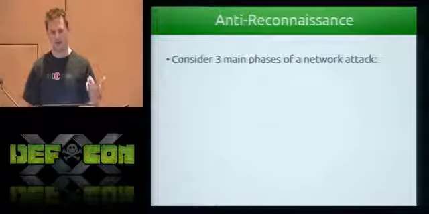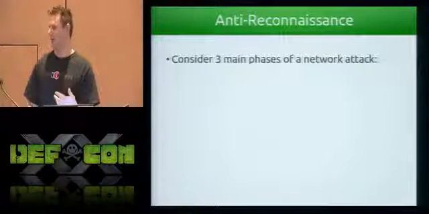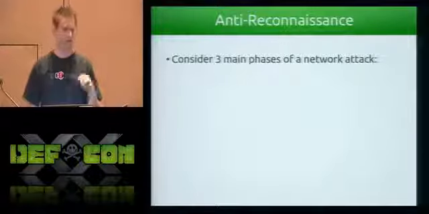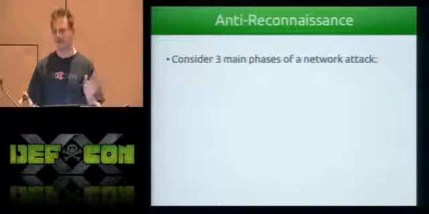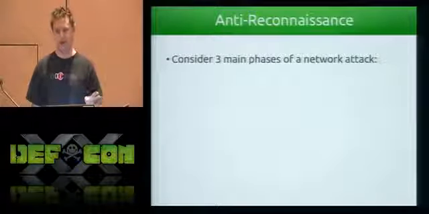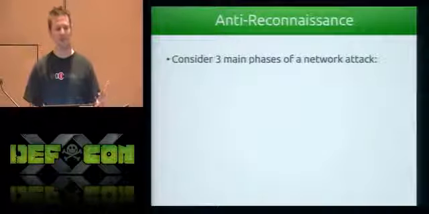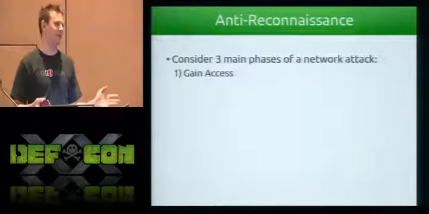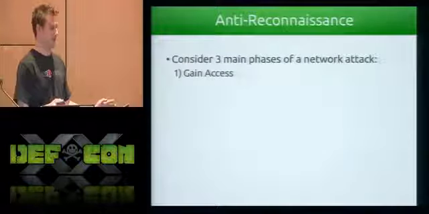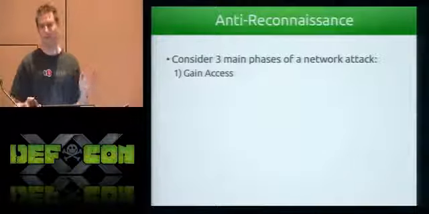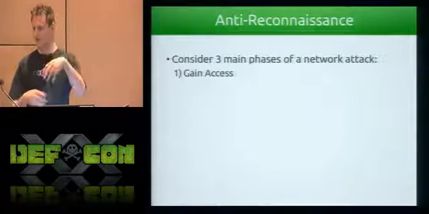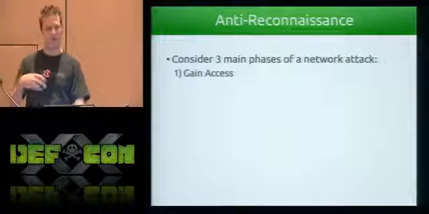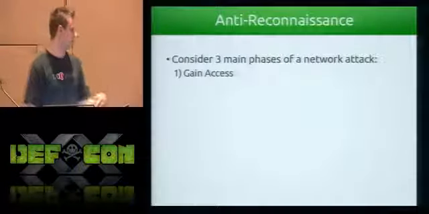So I want to start by saying we're talking about anti-reconnaissance, right? Generally speaking, there are three main phases of a network attack. You're not going to find this in a textbook anywhere because I completely made it up, but I think you'll find it's roughly true. Step 1 is gaining access to the network that you want to attack. This can happen in a number of ways. It could be that you are exploiting some externally visible web server that's also connected to the private network, right? Or it could be that you drop a bunch of USB sticks.